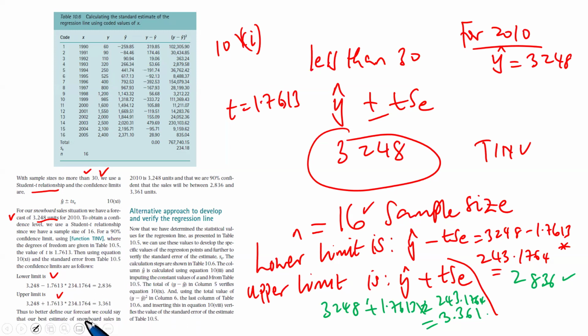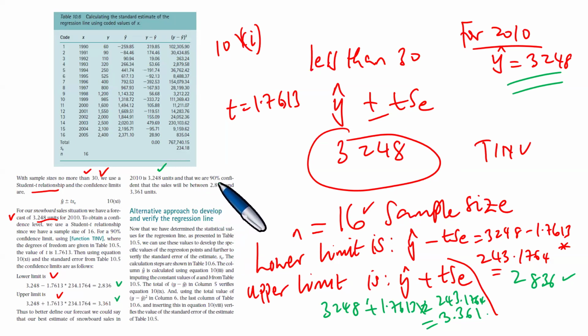So, to better define our forecast, we could say that our best estimate of snowboard sales in 2010 is this. The lower limit is 2,836 and the upper limit is 3,361. To better define our forecast, we could say that our best estimate of snowboard sales in 2010 is 3,248 units.